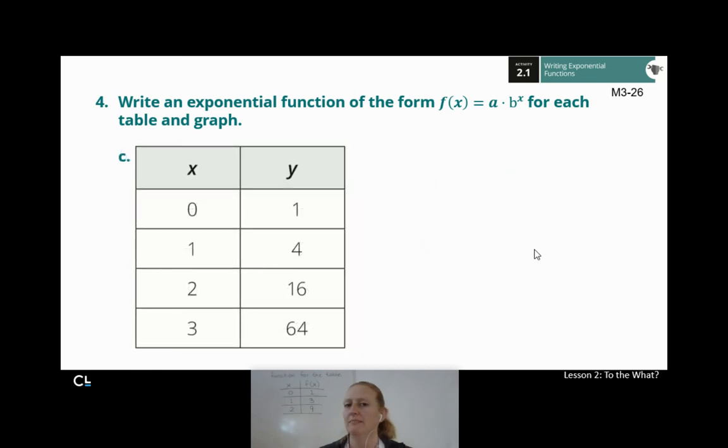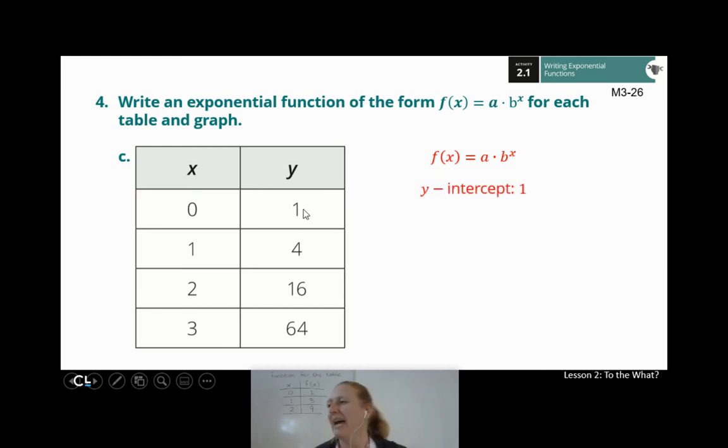How'd you do on C? So for C, I started off at f of x equals a times b to the x power. My y-intercept is where x equals 0. So here's my y-intercept. It's 1. Since that's where x equals 0, my y-intercept is 1. My pattern, I went from 1 to 4 to 16. Oh, we're multiplying by 4 again.